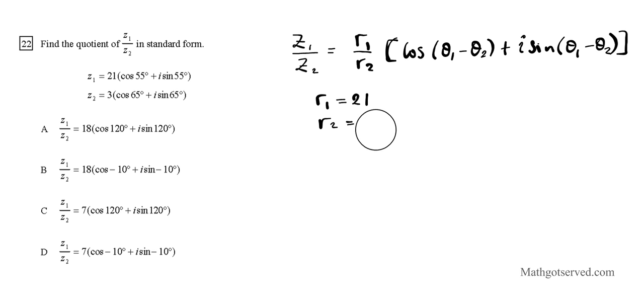I don't know where that came from. R2 is 3, theta 1 is 55, and theta 2 is 65.